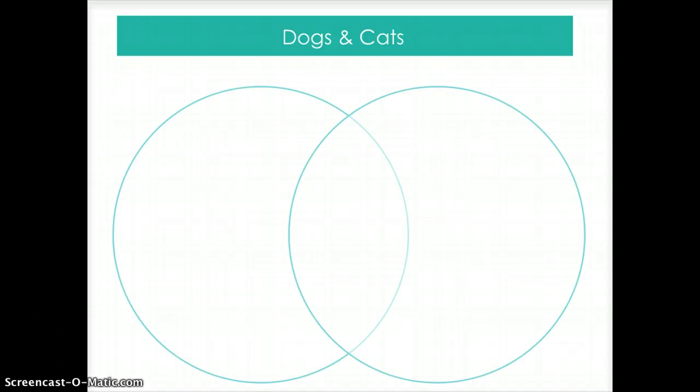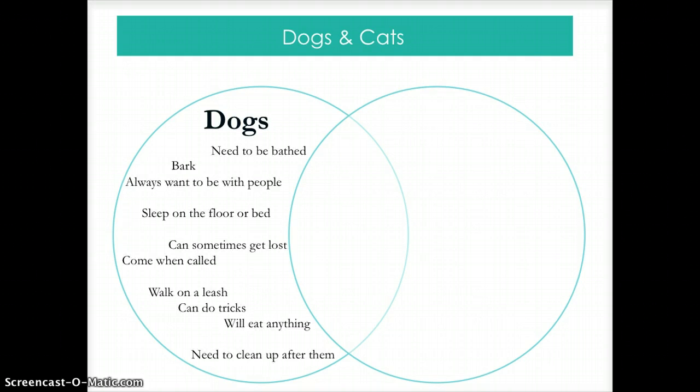Now, what about dogs and cats? When we're looking at dogs, some of the characteristics of dogs are they need to be bathed, they bark, they always want to be with people, they sleep on the floor or bed, they can sometimes get lost but come when called, they walk on leashes and can do tricks, they will eat anything, and they need to be cleaned up after them.